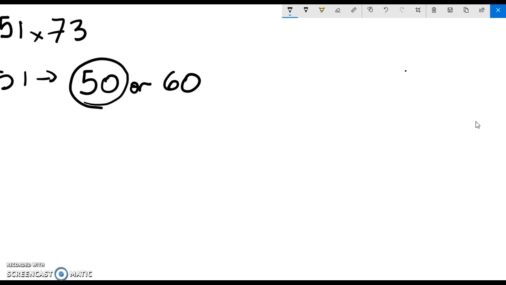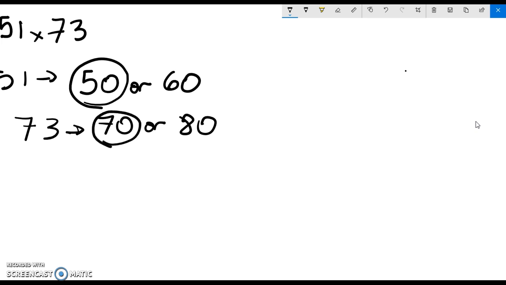And now let's look at 73. So what do we have? What numbers with zeros do we have close to 73? We have 70 or 80. Okay, so 73 minus 3 is 70, or 73 plus 7 is 80. What is closer? 70 is closer.